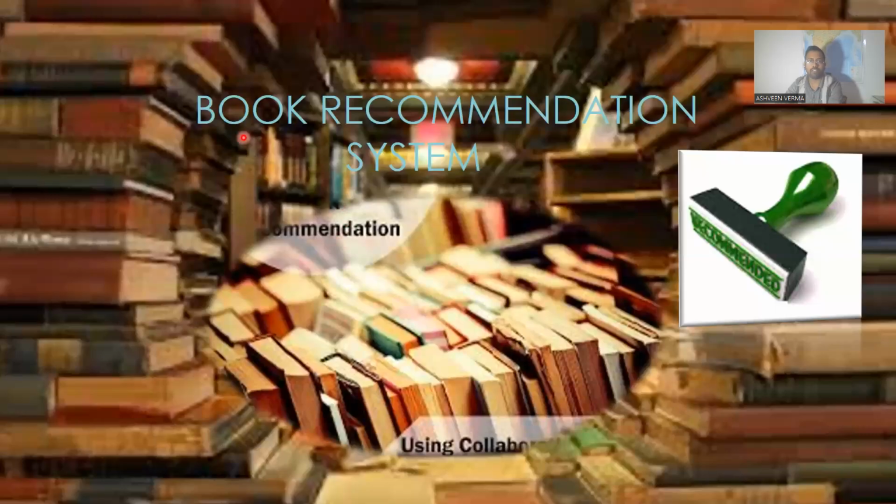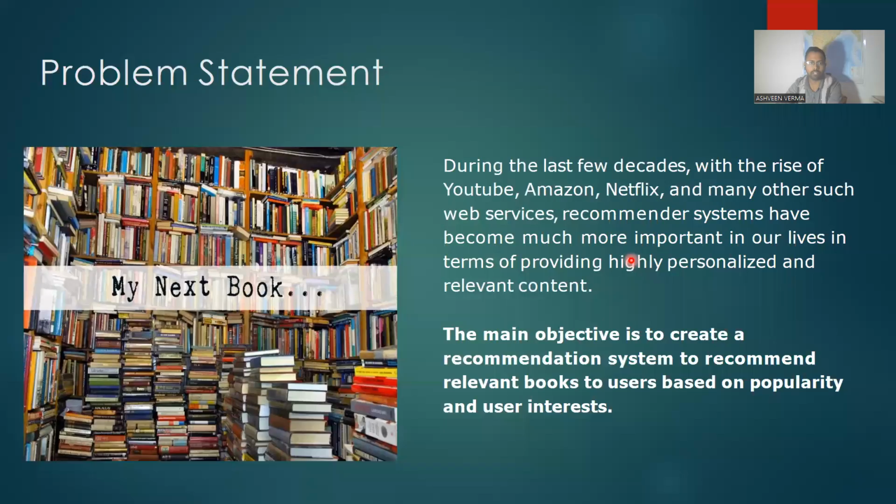Okay. So let's start the book recommendation system. So the problem statement is: during the last few decades, with the rise of YouTube, Amazon, Netflix, and many such other web services, recommendation systems have become much more important in our lives in terms of providing highly personalized and relevant content. The main objective of this is to create a recommendation system to recommend relevant books to users based on popularity and user interest.